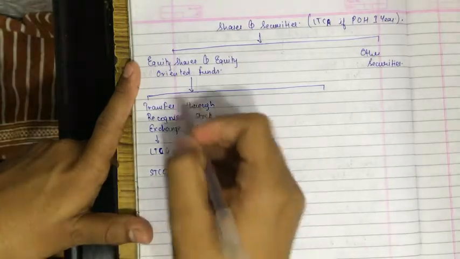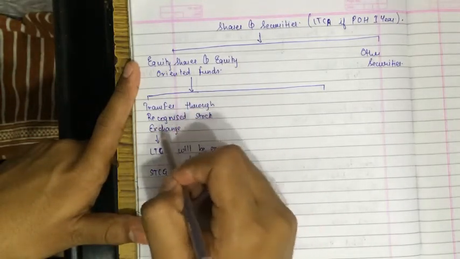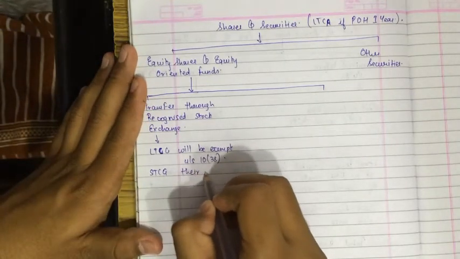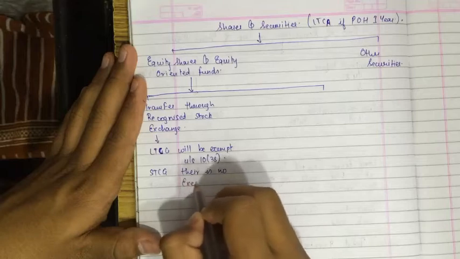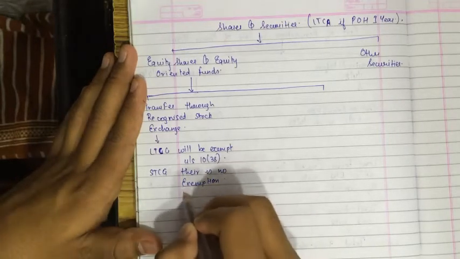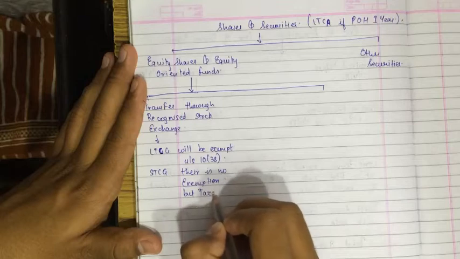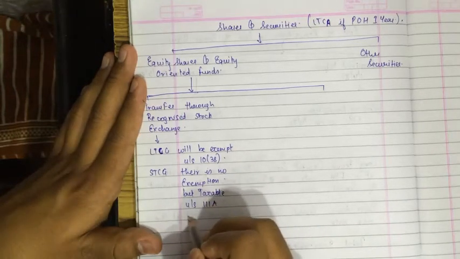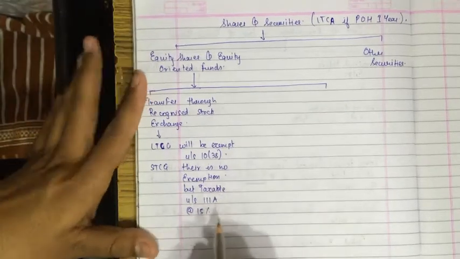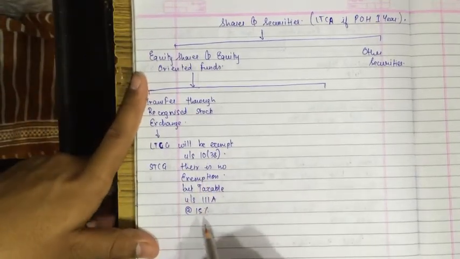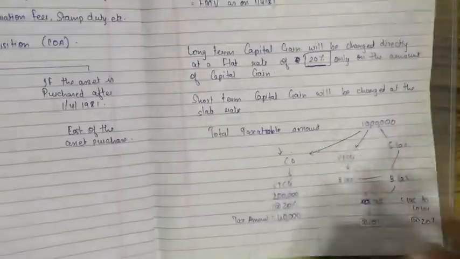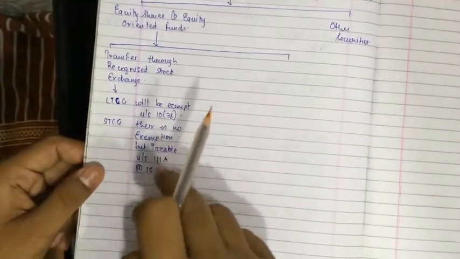If short-term capital gain is incurred through transfer through a recognized stock exchange, then there is no exemption, but it is taxable under section 111A at the rate of 15%. See, 15%, it is not a slab rate, it is a flat rate of 15%. Similarly, as I showed over here, you have to do it in the same manner.